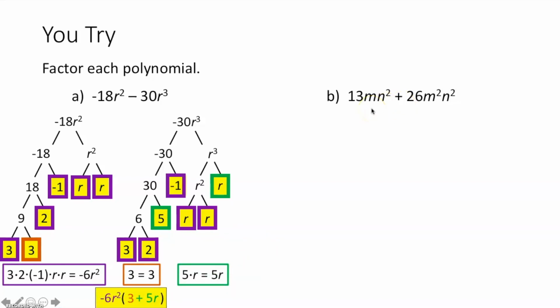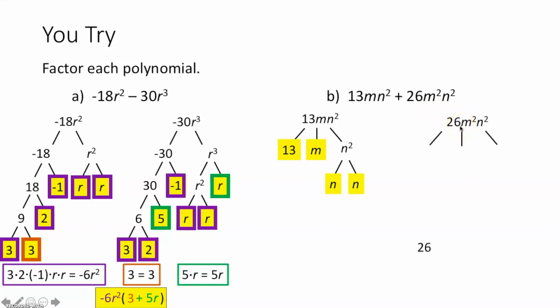Here, we go ahead and do the same thing. Let's first break up 13mn squared. Now, again, we have a coefficient and 2 separate variables. So we're gonna break this up 3 times. So it's gonna be 13, m, and n squared. The good news is that 13 and m, those are both done, but the n squared, we can break up further into n times n. The 26m squared n squared, we're gonna have to break up again 3 times. The 26 we know breaks up into 13 times 2. Those are both prime, so we're done with those. The m squared breaks up into m times m, and the n squared breaks up into n times n.